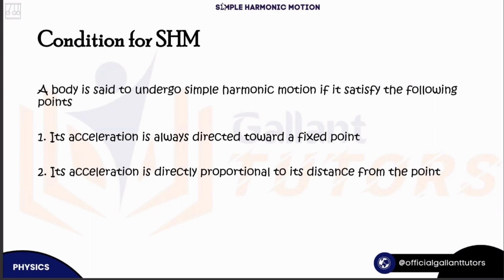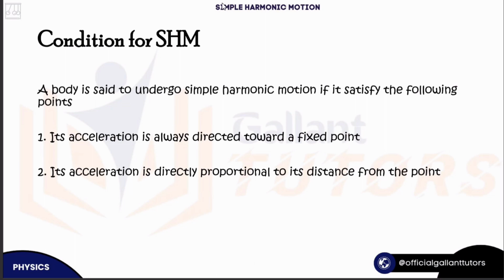Alright, so what are the conditions we have to meet before we say an oscillatory motion is simple harmonic motion? One of them is that at a particular frequency, the frequency has to be more or less constant. So a body is said to undergo simple harmonic motion if it satisfies the following points. There are only two points you have to remember for your exams.